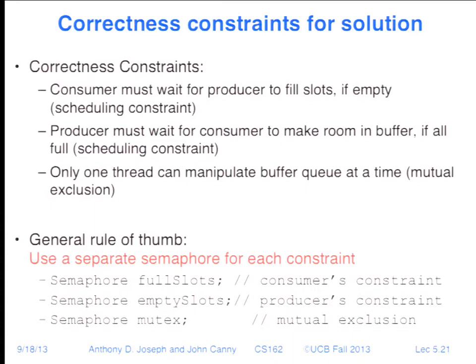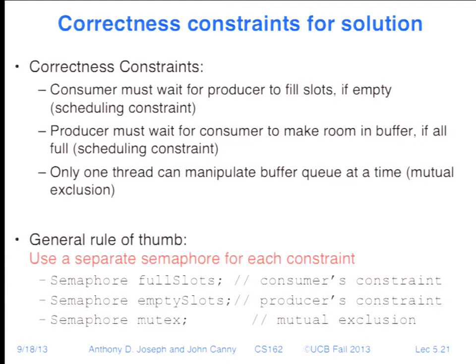The first scheduling constraint is that the consumer must wait for the producer to fill up some slots. So it can't be empty. The producer similarly must wait until there's room to put more Cokes in. Both of those are scheduling constraints that involve both producer and consumer. And finally, only one thread should be manipulating the data structures for this pattern. So that's a mutual exclusion constraint.